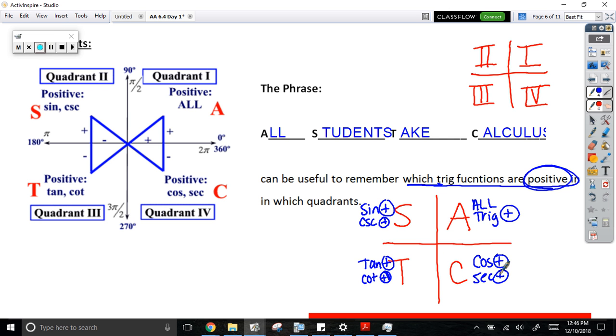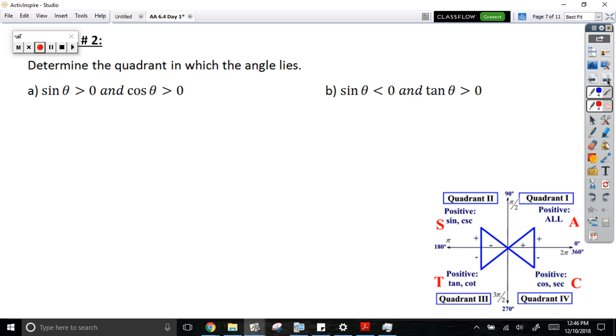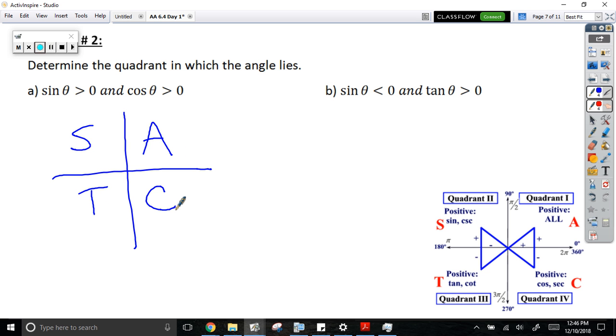Okay, so we're going to do a process of elimination essentially, based on the information they give us, to figure out through the little riddle which quadrant the angle will lie in. So draw a little template and label all students take calculus. Now they're going to give you inequalities like greater than or less than 0. I usually write above that positive or negative.